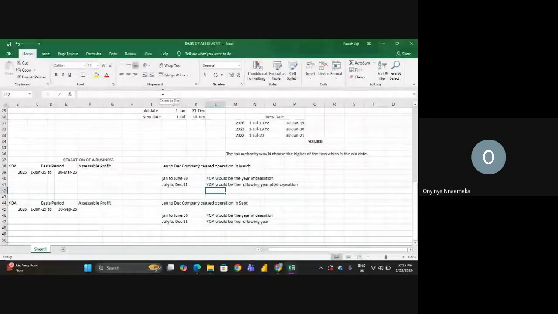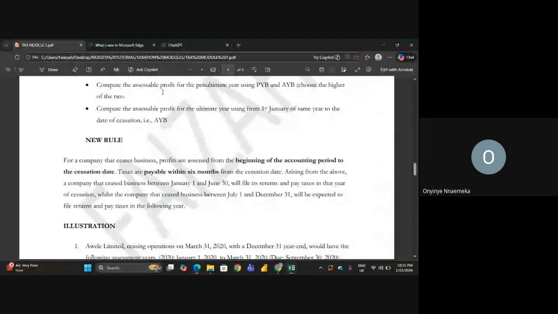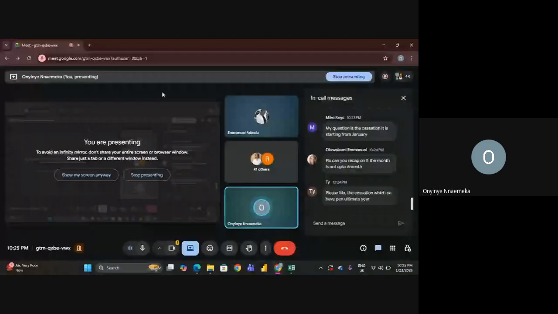So I think, are we good? So we can go through the old rule of cessation, the penultimate rule. That's the old rule. We are going to go to the penultimate one now. Don't worry about that. I guess if the month is not up to 6 months, then you use the following year. That September, the number of months that remain in 2025 after they have closed in September is just what?